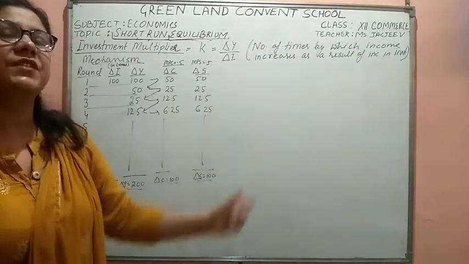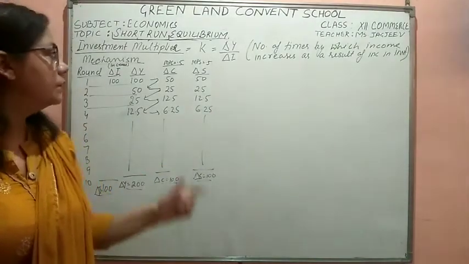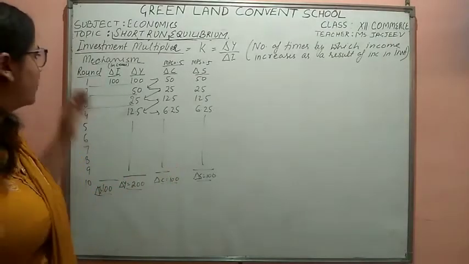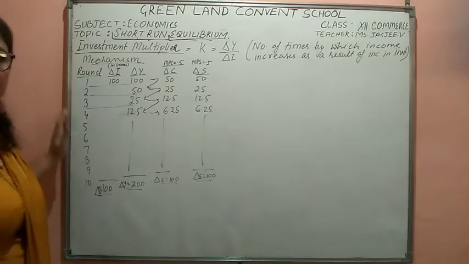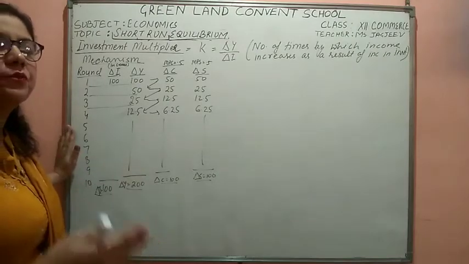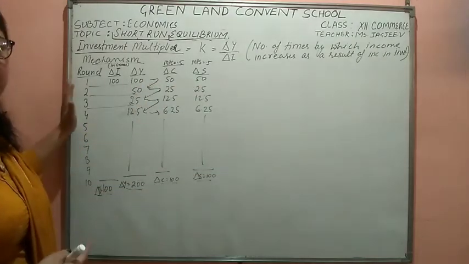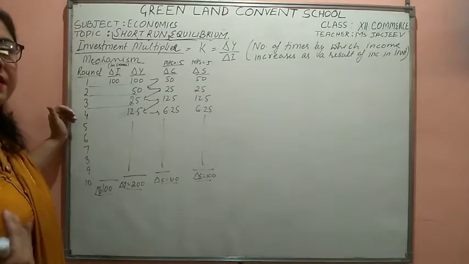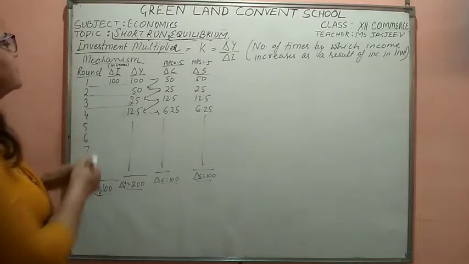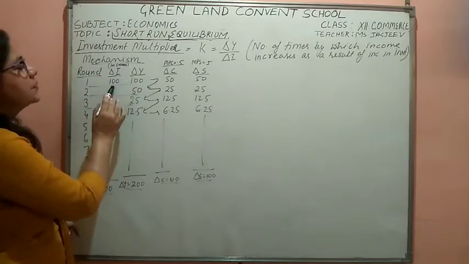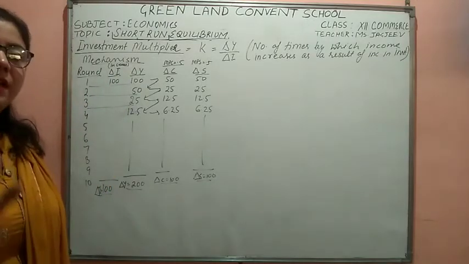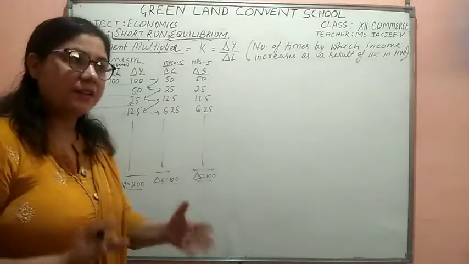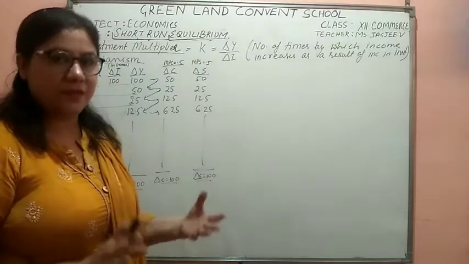So, how does the investment multiplier work in the economy, or what's the mechanism? Then we have to start with the rounds. First we will make the rounds, round 1, round 2. What happens stepwise? Round means in what steps the investment and the income are increasing. Firstly, we would assume that the increase in investment is 100 crore in the economy. In round 1, 100 crores are invested.